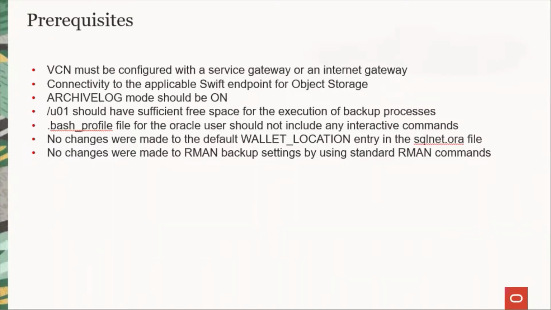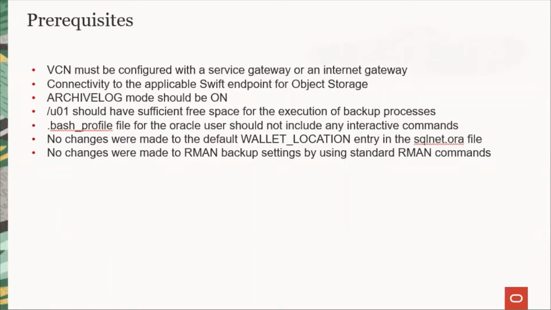Here are some prerequisites that you should adhere to while taking the automatic backups. The VCN must be configured with a service gateway or an internet gateway, with connectivity to the applicable Swift endpoint for object storage. Archive log mode should be on. U01 should have sufficient free space.